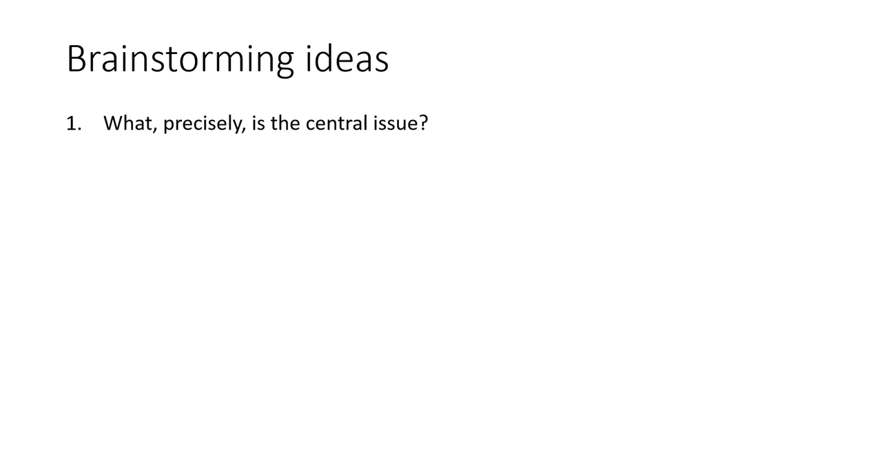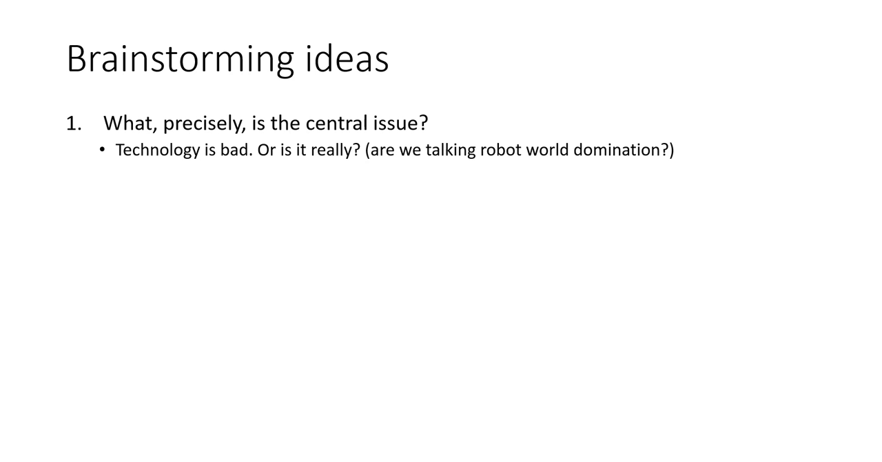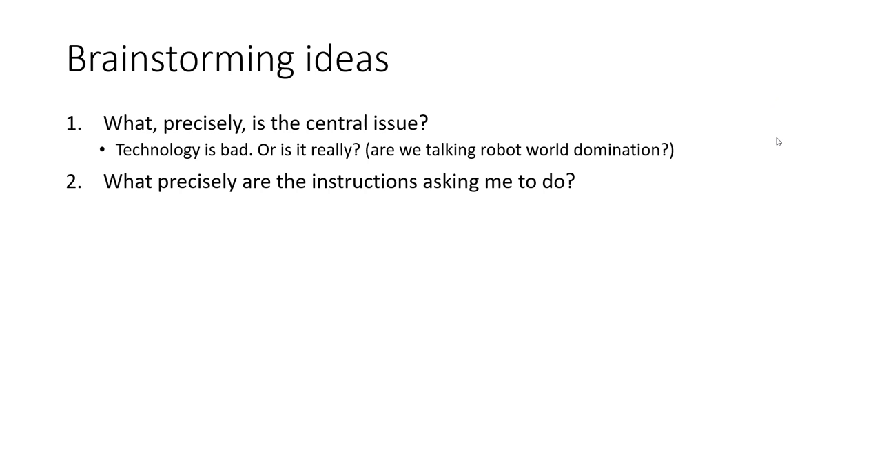What precisely is the central issue? So the issue task says that the technology is bad. I mean, is it really? That's what it's asking you, is technology bad? I mean, unless we're talking about robot world domination, I think we're pretty much okay, right? Second question, what precisely are the instructions asking me to do? What are they asking you to do? They want you to take a side, they want you to back it up, but they also want you to defend it. That's why the instructions are twice as long as the issue task.